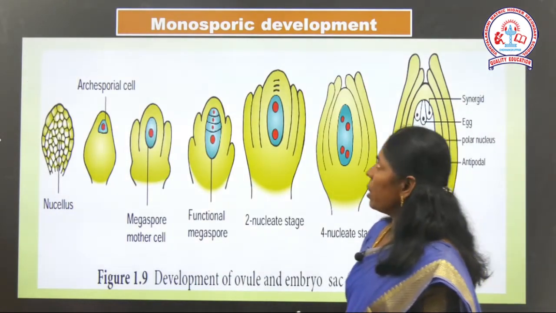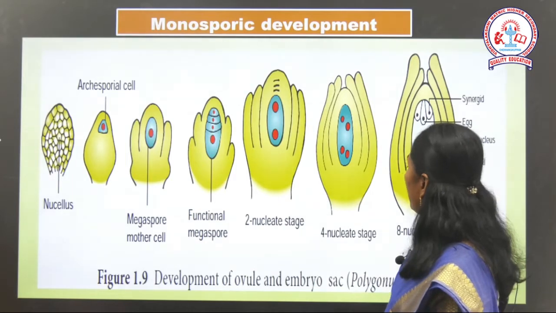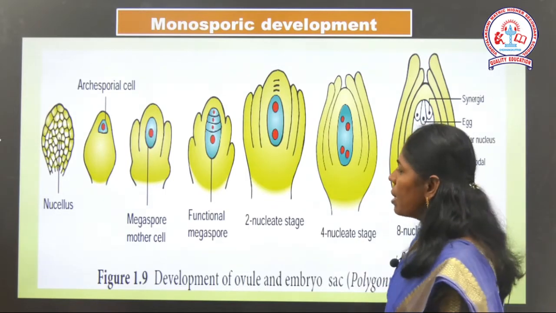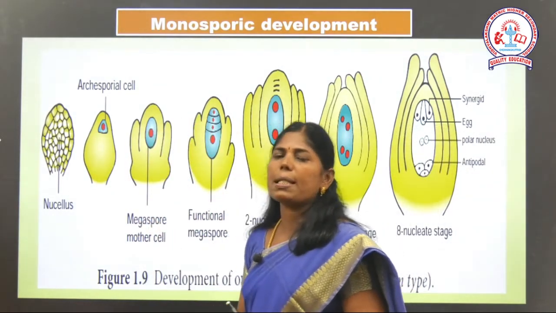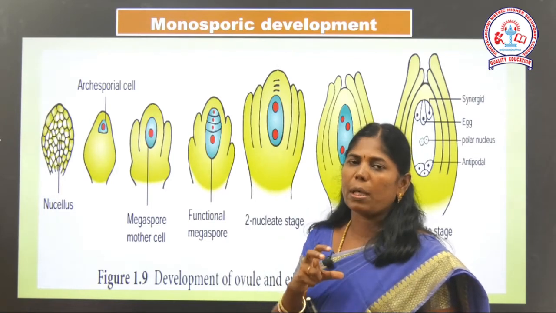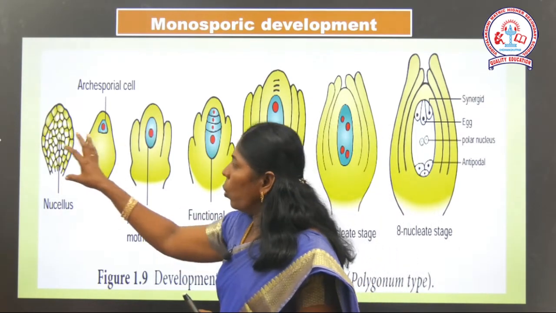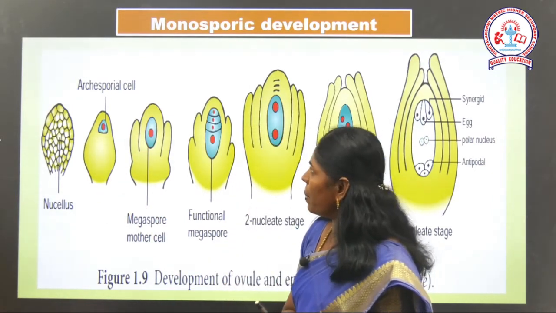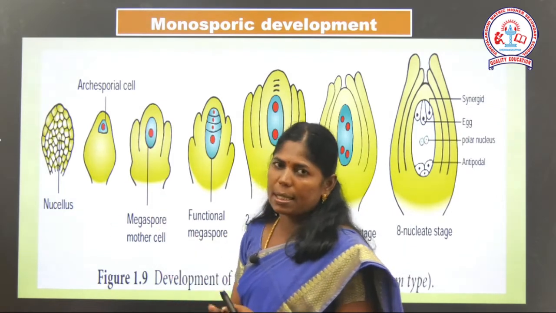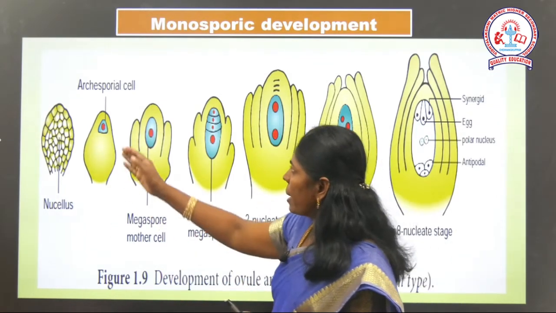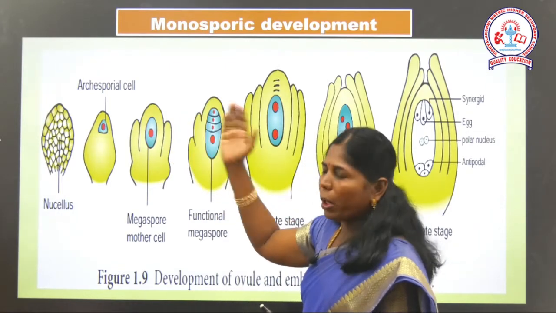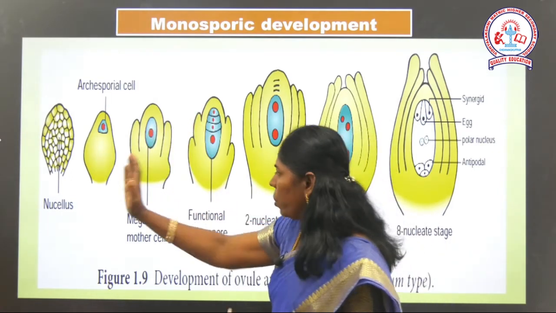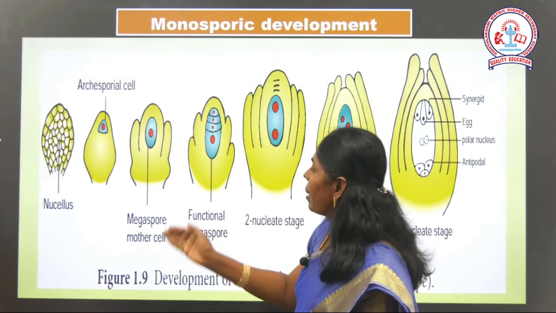This is the development of the monosporic embryo sac, the Polygonum type, in the development of ovule and embryo sac. Already we know the nucellus. Nucellus means a continuous mass of parenchymatous cells present in the ovule. From the nucellus, hypodermal cells are organized. The hypodermal cell acts as the archesporial cell. Archesporial cells undergo divisions to form 2 types of layers, as we already studied in megasporogenesis. Finally megaspore mother cells are formed.